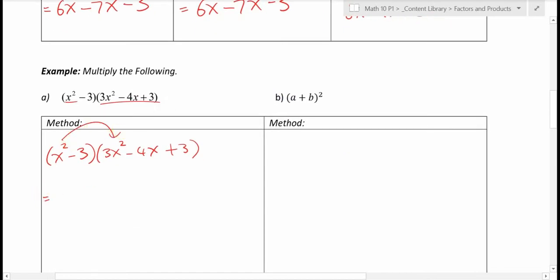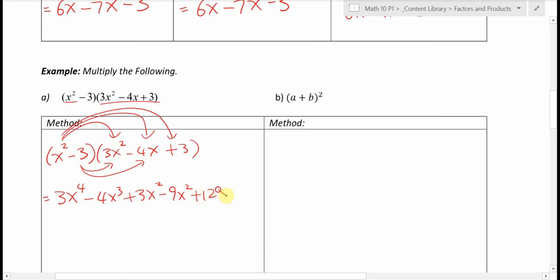So you go x squared times 3x squared. That's 3x to the power of 4. Again, you add the exponents when the bases are the same when you multiply. Then x squared times negative 4x, that's negative 4x cubed. You keep going, x squared times 3 is 3x squared. Now the first term is finished. Now you move on to the second term. So negative 3 times 3x squared, that's negative 9x squared. Negative 3 times negative 4x is plus 12x. Finally, negative 3 times positive 3 is negative 9.